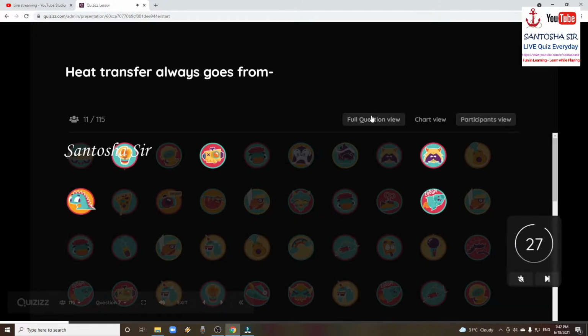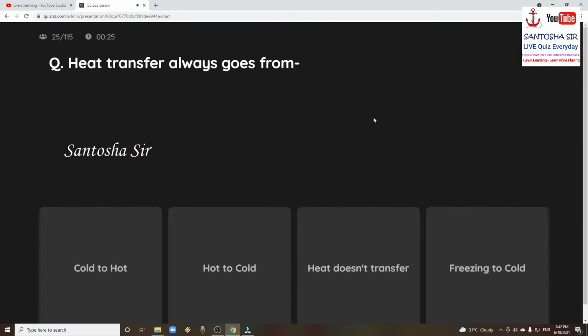Heat transfer always goes from. And if I remember, I have asked this question earlier. Heat transfer always goes from.